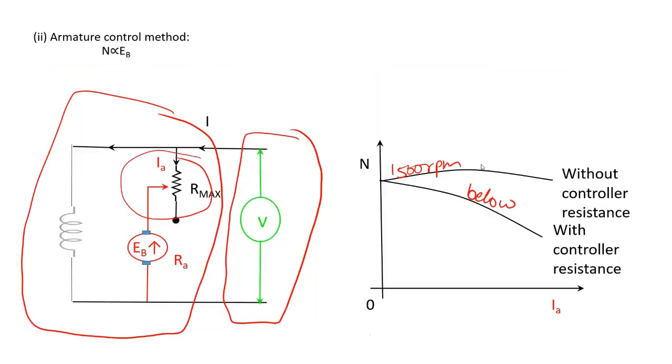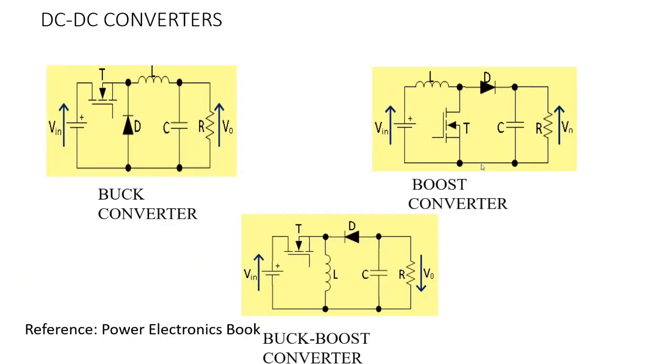let's look at the other aspect of the converters. Let's say DC-DC converters. So let's talk about a DC-DC converter. What is a DC-DC converter? If you look at a DC-DC converter, look at this diagram. There are three different types of DC-DC converters. The first one is called the buck converter. The second one is called the boost converter. The third one is a combination of buck and boost.